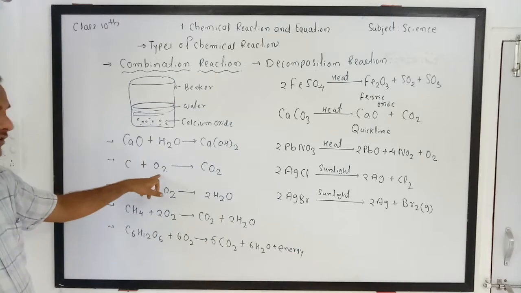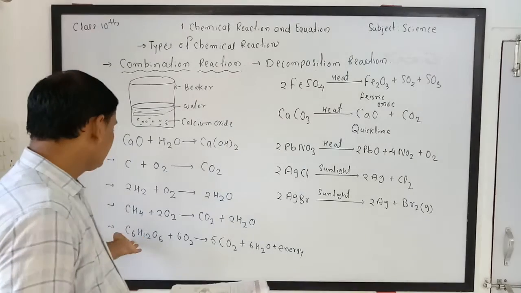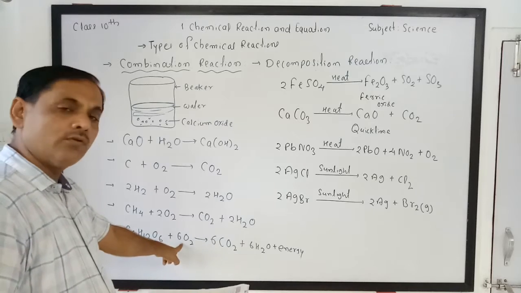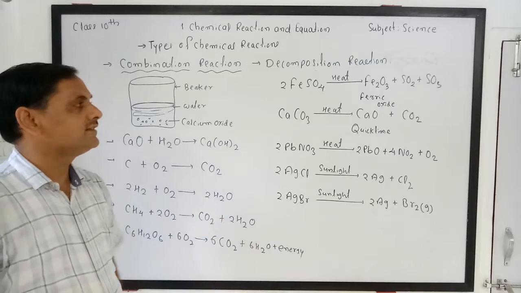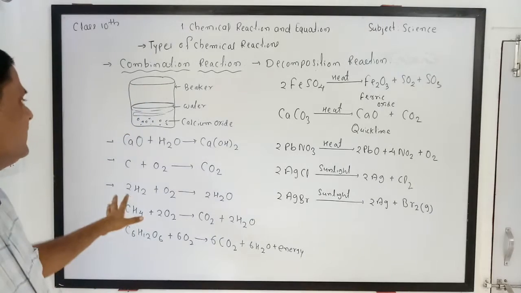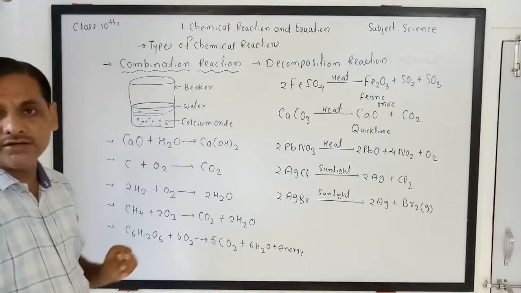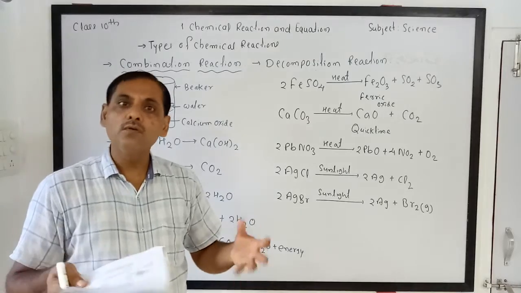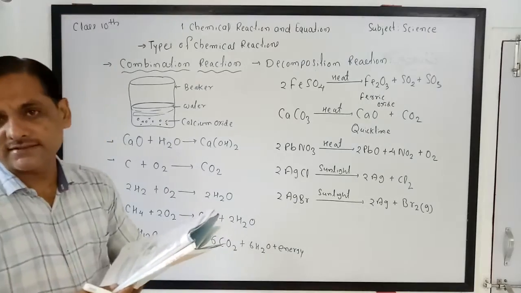Here carbon and oxygen combine, and H2 and O2 also combine. And C6H12O6 is the formula of glucose. When glucose and oxygen combine, then carbon dioxide, water and energy are released. All of these examples, 1, 2, 3, 4 and 5, are examples of a combination reaction. Clear? So combination reaction means two or more atoms or compounds combine. That we call a combination reaction.